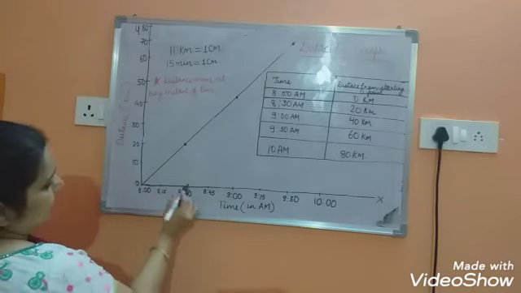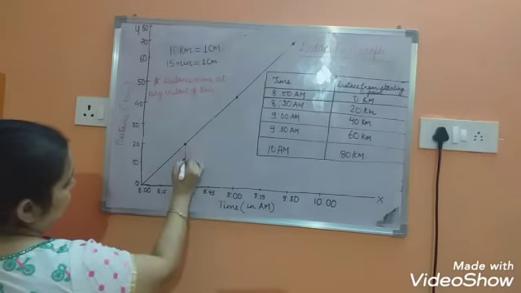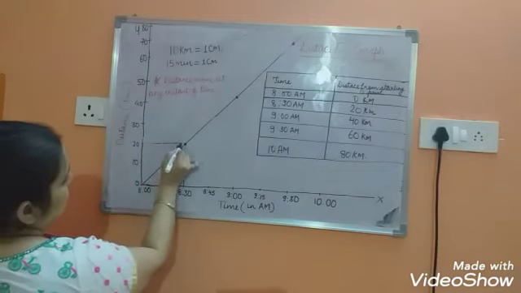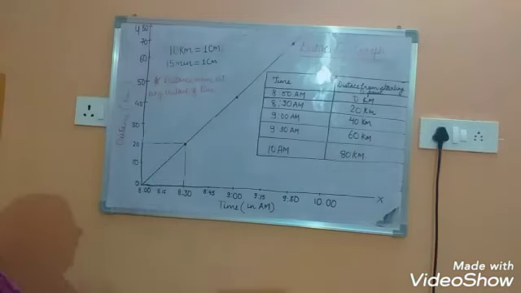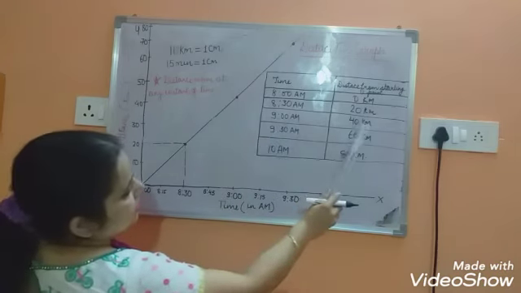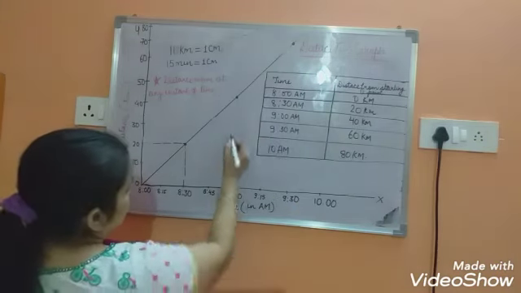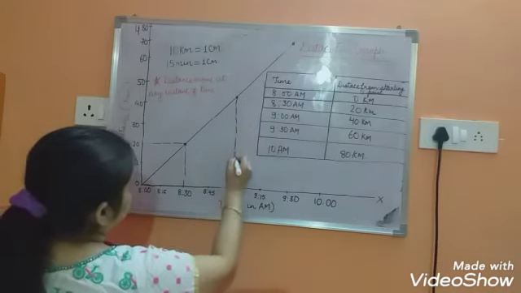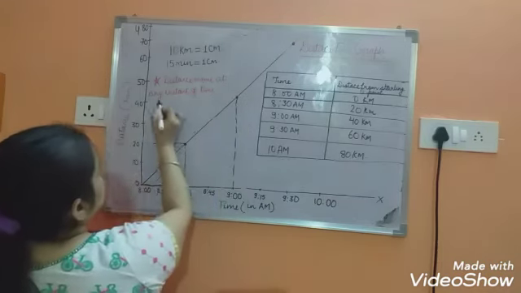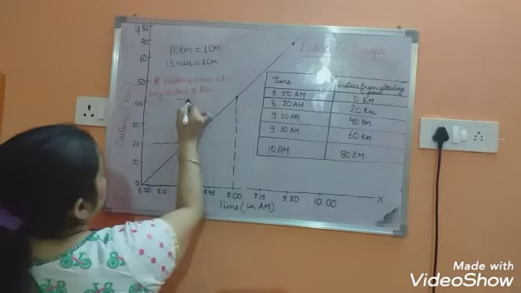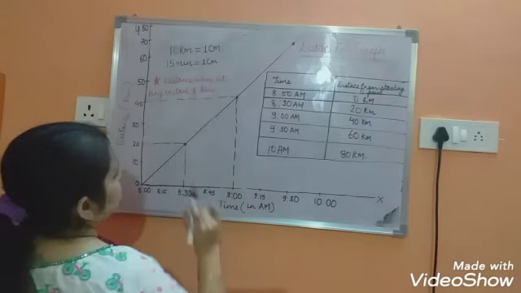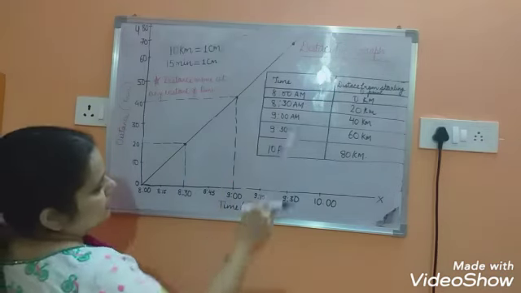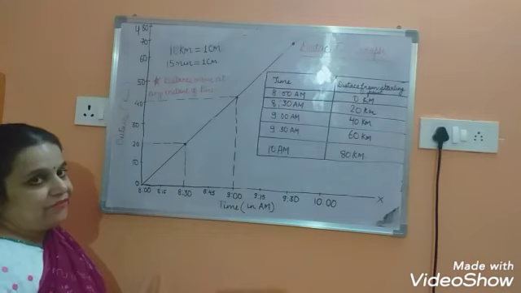At 8:30 am, the distance is 20 kilometers. At 9 am the distance is 40 kilometers. So you can see at 9 am the distance is 40 kilometers. So in this way we have represented this table in the form of a line graph.